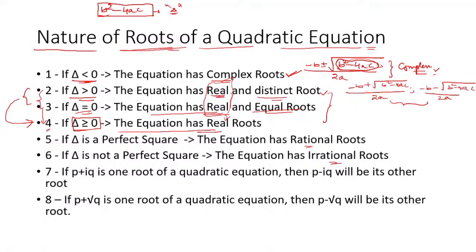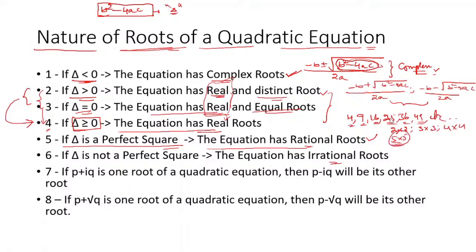Likewise, if delta is a perfect square, the equation has rational roots. So what is a perfect square? Perfect squares are numbers like 4, 9, 16, 25, 36, 49, etc. These numbers are products of multiples which are the same. So 4 is 2 into 2, 9 is 3 into 3, 16 is 4 into 4, 25 is 5 into 5. So perfect squares are products of same numbers.